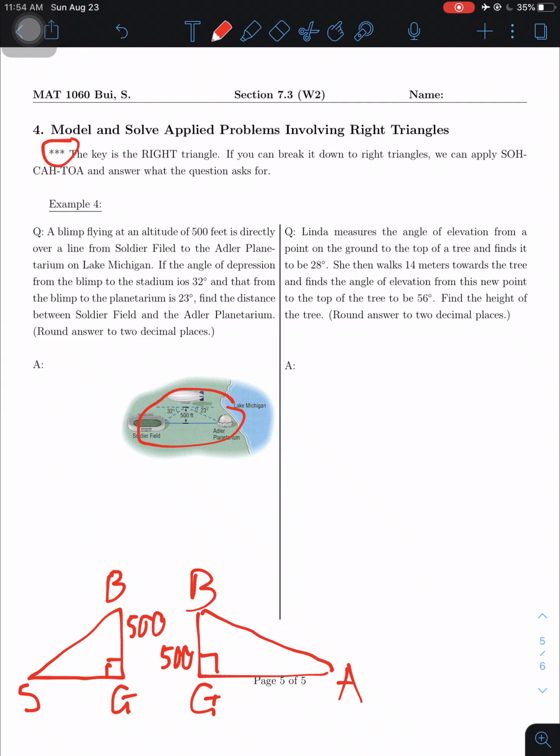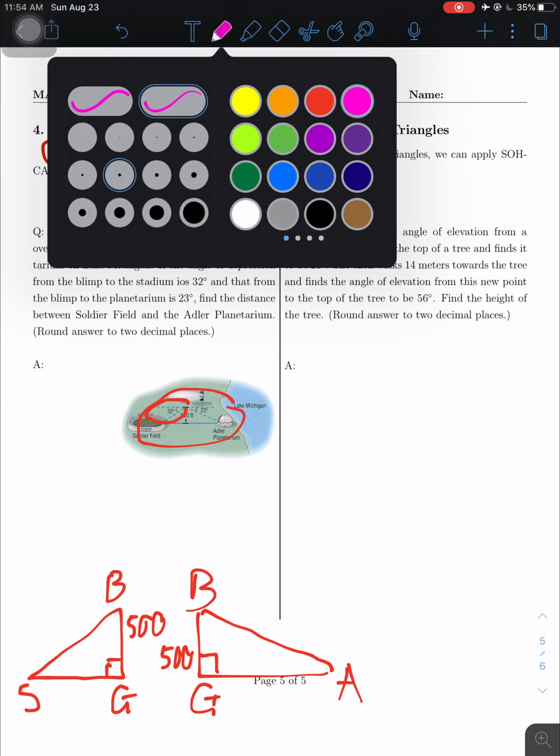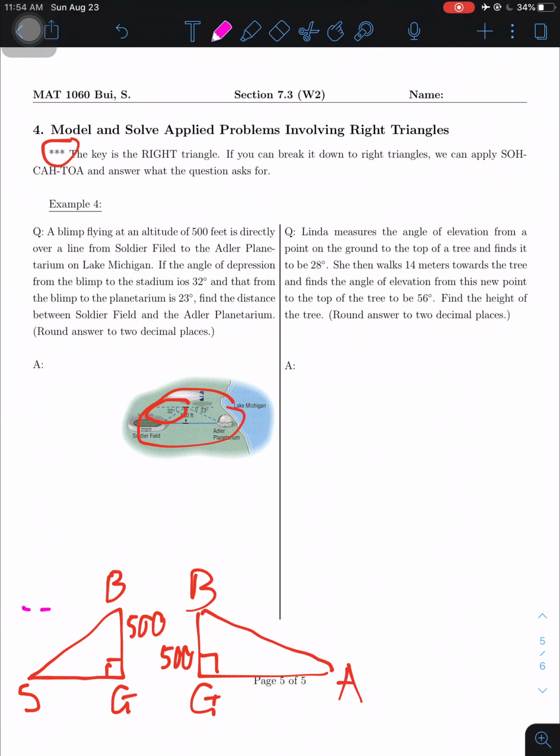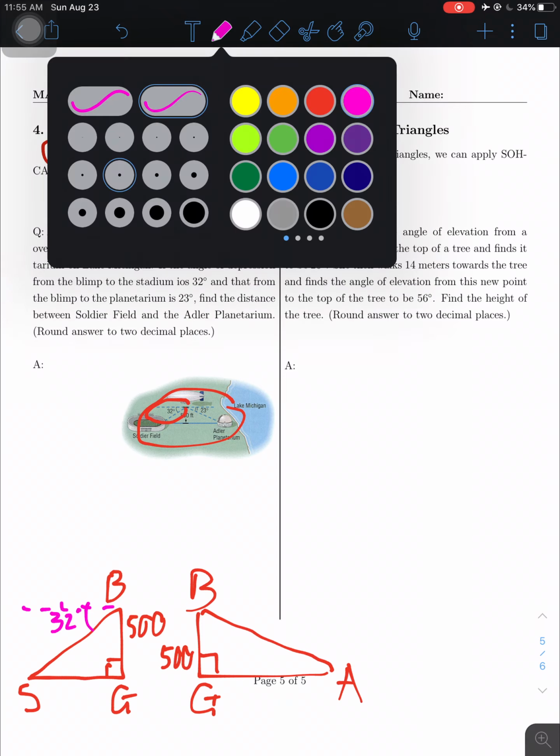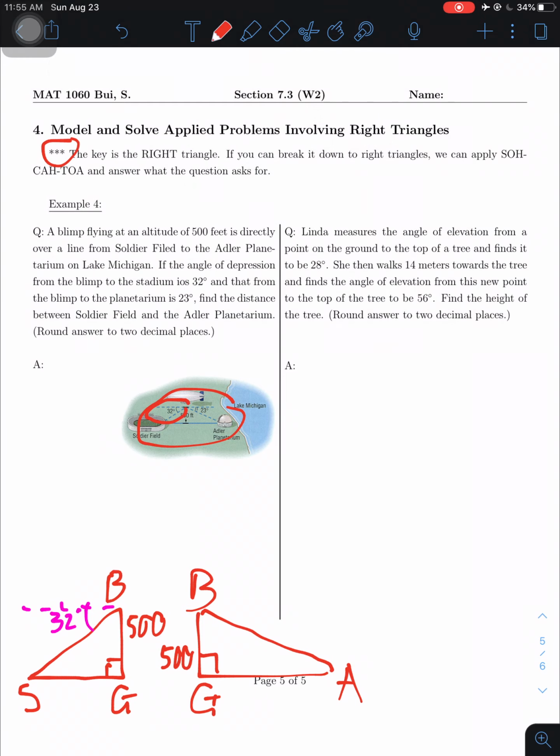Notice that in here we have the angle of 32 degrees, and it's a right triangle in there. Let me put it in pink. Okay, let me put back. This angle in here is 32 degrees. If you want to figure out the angle inside a right triangle, this one in here, we're going to take 90 minus 32, and that is 58.